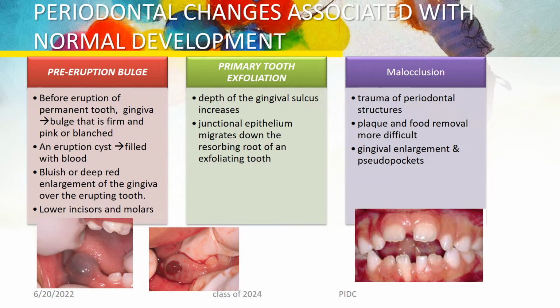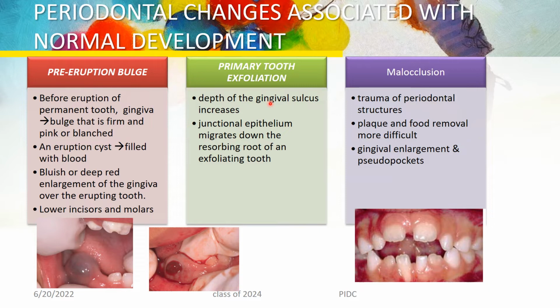One such condition is the pre-eruption bulge. This occurs before the eruption of the permanent tooth. The gingiva becomes bulged, that is firm, and it may be either pink or blanched. This eruption cyst is mainly filled with blood and it just occurs before the eruption of the permanent teeth. Just remember that. A bluish or deep red enlargement may be present of the gingiva over the erupting teeth. It mostly occurs in the lower incisors or the molar regions. Next, coming on to primary tooth exfoliation.